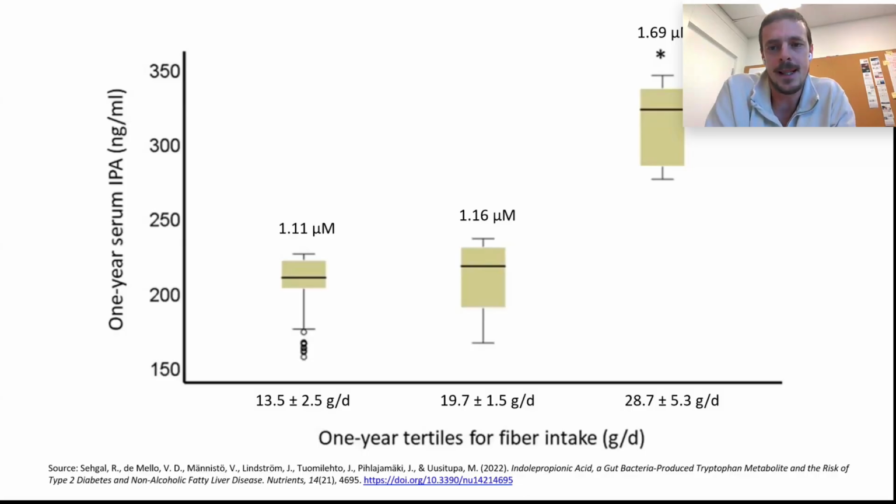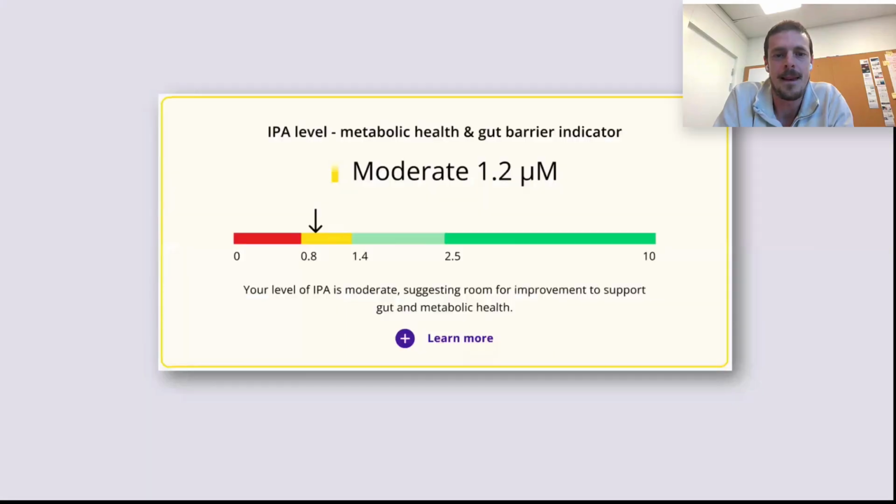And when you compare this to our test, and we look at IPA level, you can see that if you get to those 30 grams of fibers, you won't get the perfect result, but you will get to medium high, so you will get green.